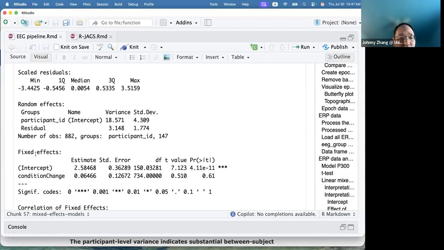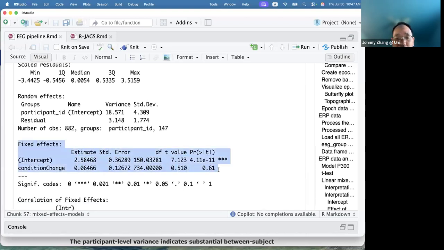The results give us fixed effects results and random effects results. For the fixed effect results, this is basically the difference between the appraised condition and the watch condition. The difference is 0.06, which is insignificant. This is consistent with our t-test earlier, but for this analysis we consider the individual difference, and previously we didn't.